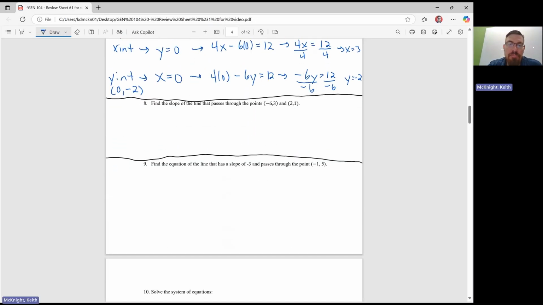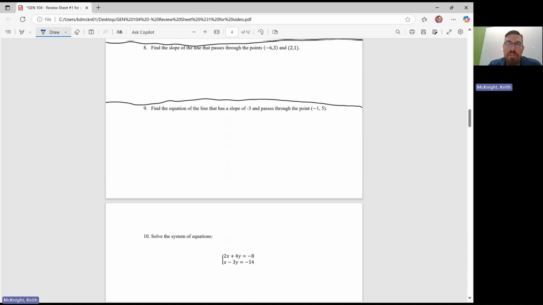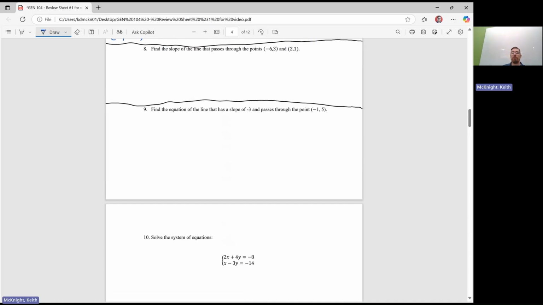All right, number 8. Here, we're trying to find the slope of a line that passes through 2 points. There are a few equations you need to know when you take your final: the slope equation, the equation of a line, and you probably need to know the quadratic formula. We're going to do that later, but you'll need to know that as well. Those are really the main formulas you'll need to know when you take this. So our slope for an equation is represented by m.